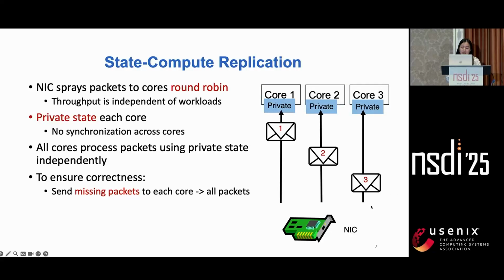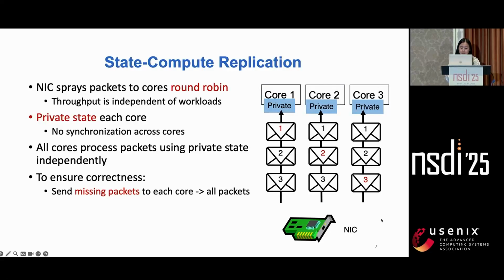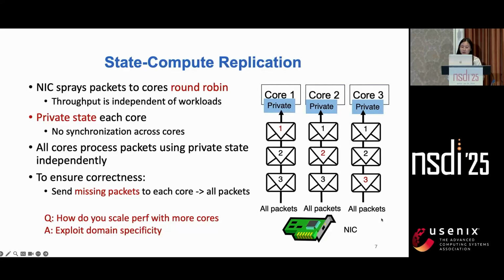To ensure correctness, we send all missing packets to each core. Now, each core will receive all packets, and then it seems like there's no performance gain. The question is, how do we scale performance with more cores? We can achieve this by exploiting domain knowledge.